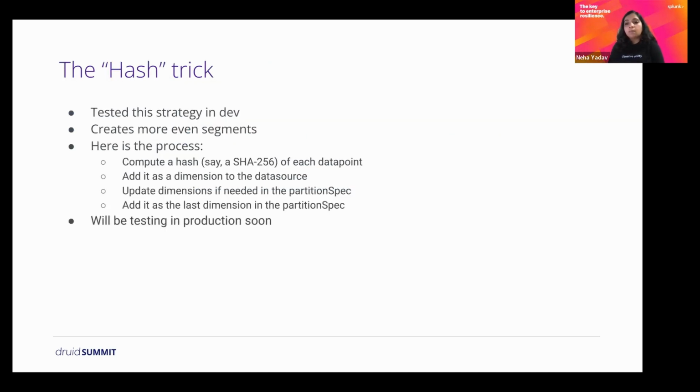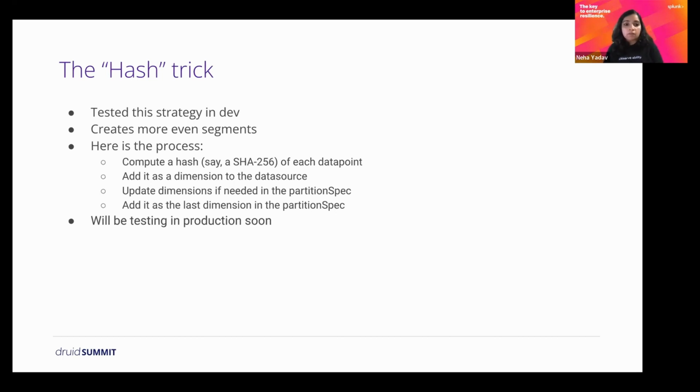The next approach that we would like to implement is called the hash trick. I think it is very basic, and we have actually tried it out on one of our dev environments and seen improvements in terms of how uniform our segments became. We saw that it was creating more even segments, actually not compared to range partitioning, but compared to the dimensions that we already had in our partition spec.